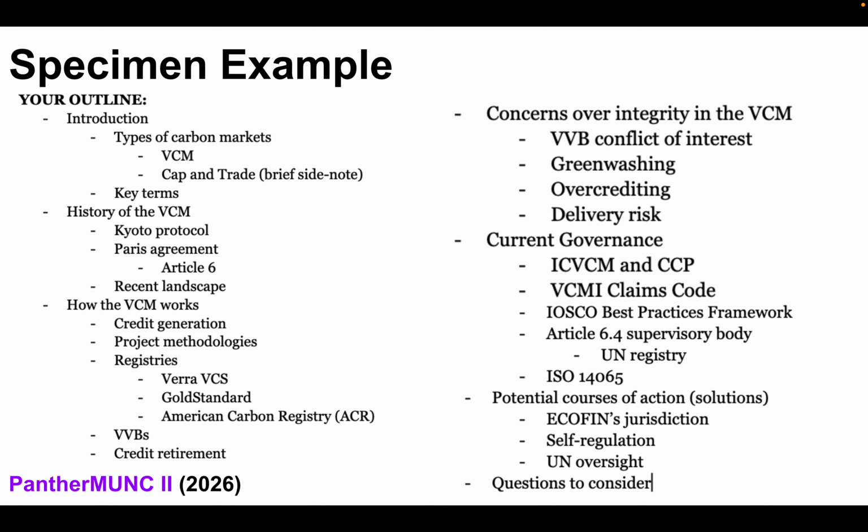As a specimen example, I'm using my outline that I finished writing for my background guide. My paper is on the voluntary carbon market and its economic implications. As you can see, I'm starting with an introduction, and I'm outlining the types of markets. Then I'm outlining the key terms. I know in the Gatorman background guide, they had it at the end. I just want to get it out of the way so delegates aren't so confused as they start reading, and it's an easy place to reference.